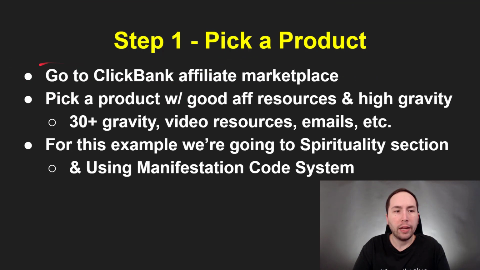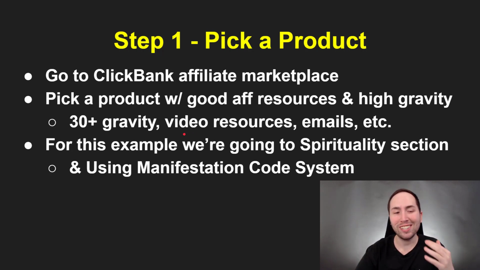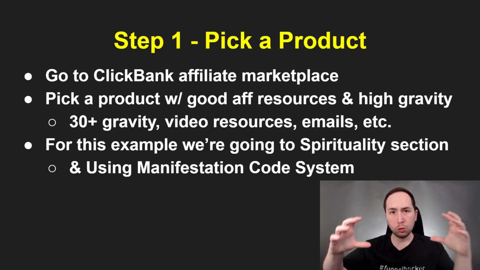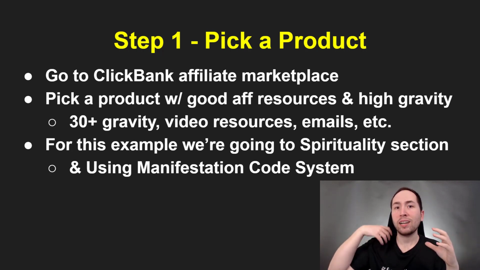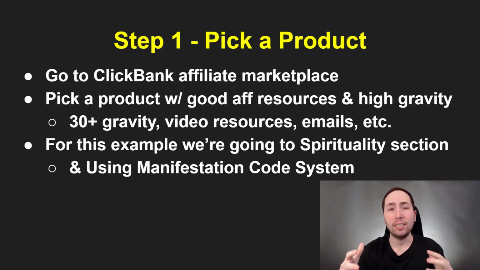The second step is we want to pick a product with good affiliate resources. What that means for this specific strategy is we want video resources. You can find a ton of products on ClickBank with video resources, but you want to find the ones with specifically YouTube video resources, because that's how we're going to get super fast, laser targeted traffic for pennies.